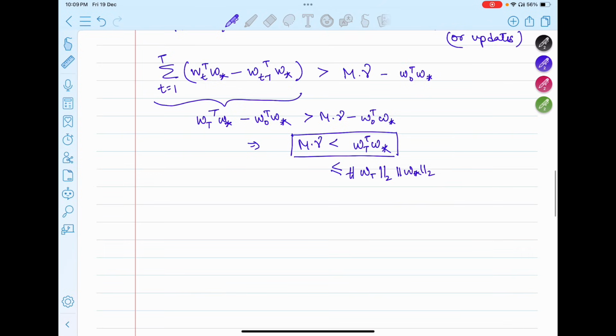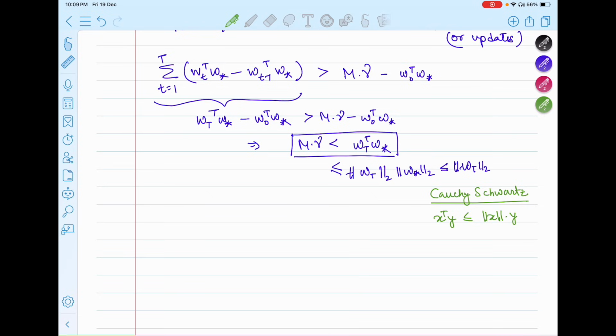How it helps is because I can simply say that this is less than or equal to the norm of W_T times the norm of x, or less than or equal to the W_T norm 2. So here I have used the Cauchy-Schwarz inequality, by the way. What does the Cauchy-Schwarz inequality say? It says that if you take x transpose y, that is less than or equal to the norm of x times the norm of y. That is what Cauchy-Schwarz says. Okay. So what is happening again?